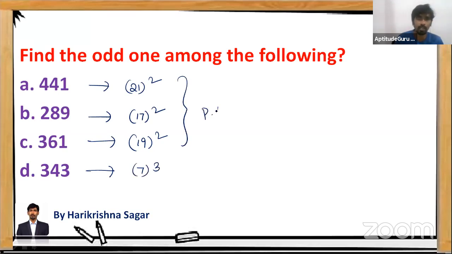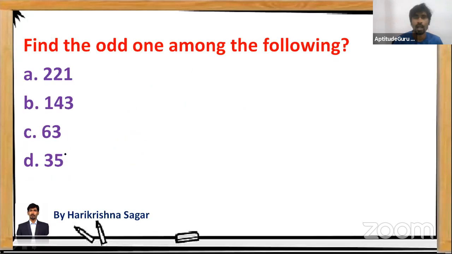All these are perfect squares. But 7 cube is a perfect cube. We can mark odd man as going to be option D. Have a glance on the next question. What is odd man out of the following? It is a previous SSC CGL question of the 2019 paper.